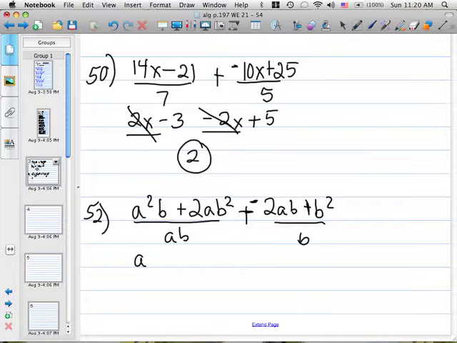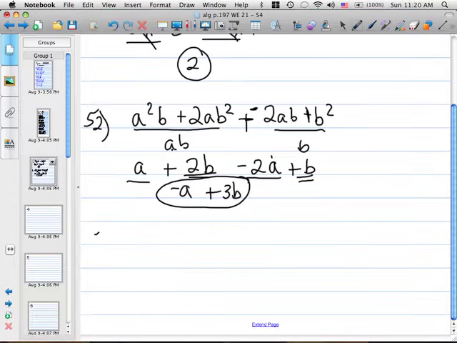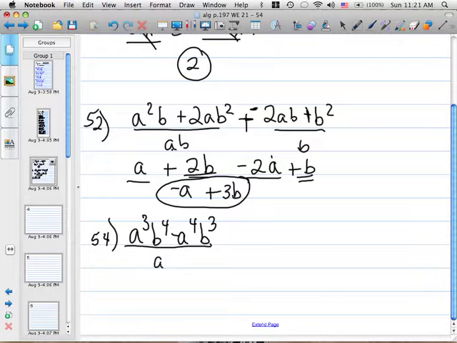And the last set of problems, we're to simplify. So 50, we have 14x minus 21 over 7 minus 10x minus 25 over 5. So we've got to distribute that negative sign. So that's going to be plus a negative 10x plus 25. Divide. 7 goes into 14x, 2x. 7 goes into negative 21, negative 3. 5 goes into negative 10x, negative 2x. And 5 goes into 25, plus 5. Collecting like terms, the 2x and the negative 2x cancel. Negative 3 plus 5 is 2.